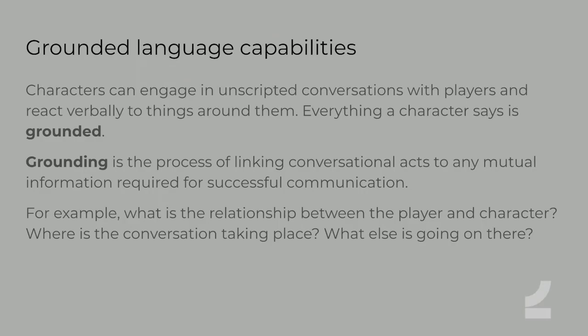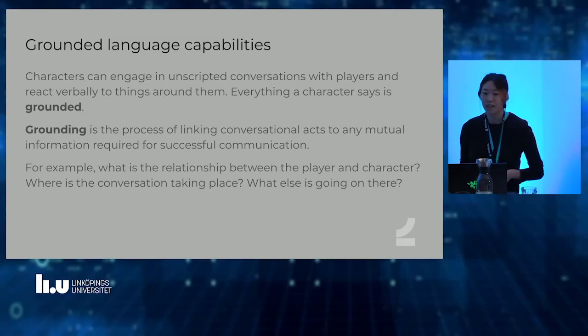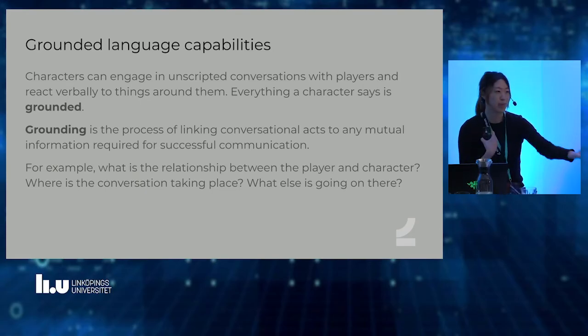So this is a problem called grounded language, and grounding is a cognitive process where you link things you say, like conversational acts, to information in the world. Some types of information could be: what's the relationship between the 2 people that are speaking? Where is the conversation taking place? Are you in a forest or a castle? What else is going on in the setting? And just basically any other mutual information between 2 speakers.